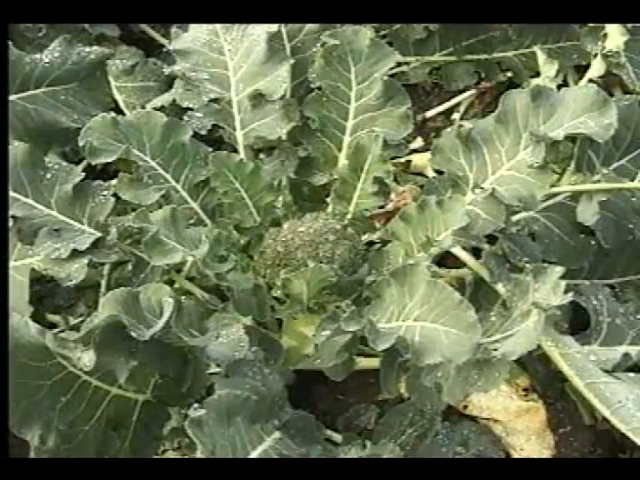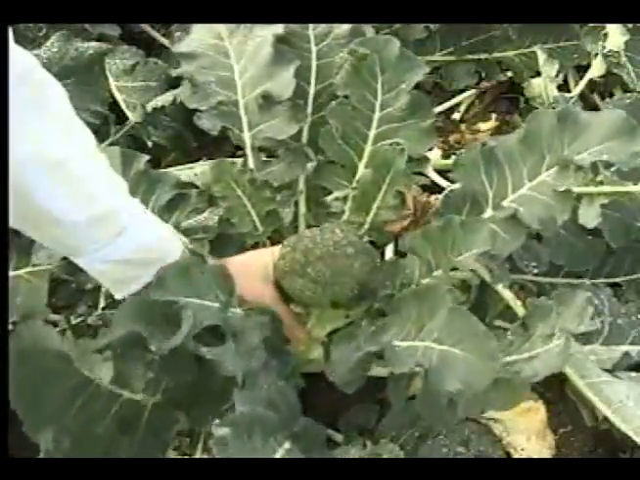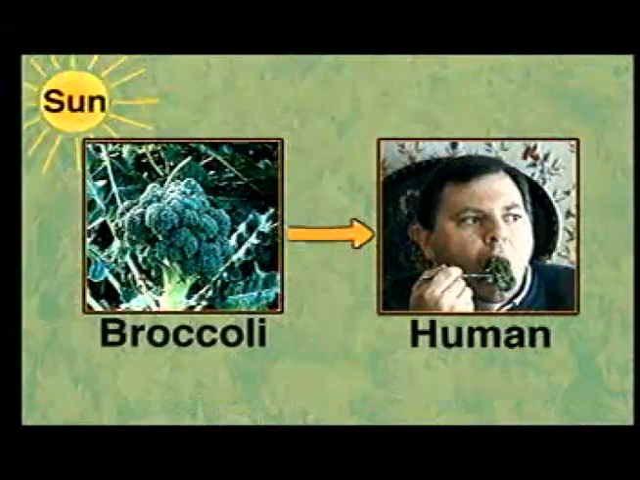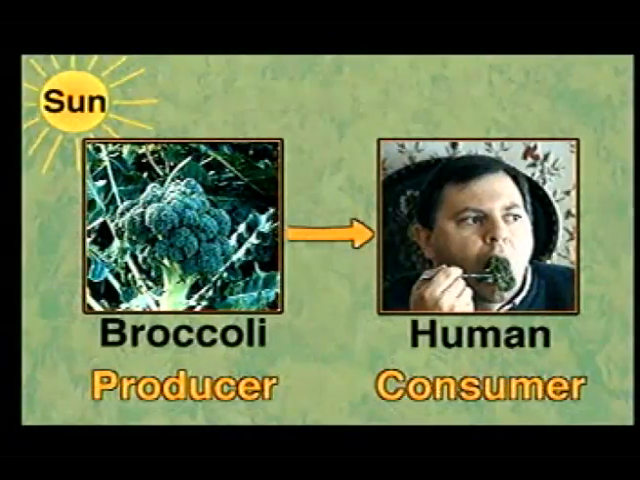Earlier, we said that broccoli is a plant that gets its energy from the sun. We can pick broccoli, cook it, and eat it. This food chain diagram shows with arrows where each living thing gets its energy. Here, the sun gives the broccoli plant energy. The broccoli plant gives people energy when they eat it. The broccoli is a producer, and the human is a consumer.